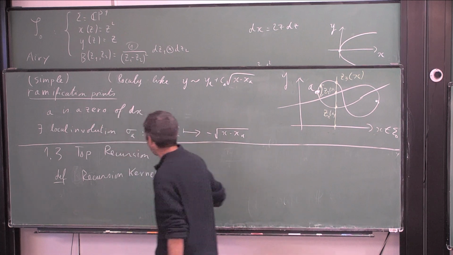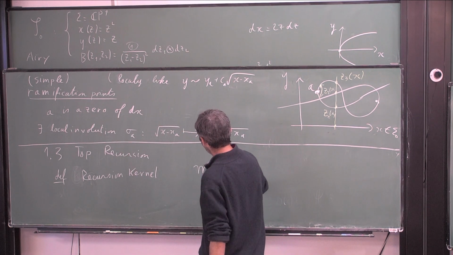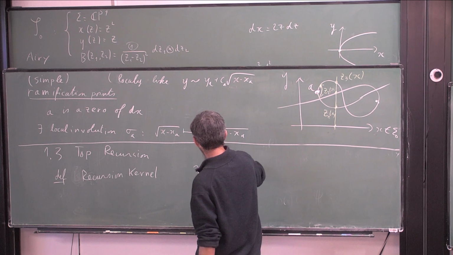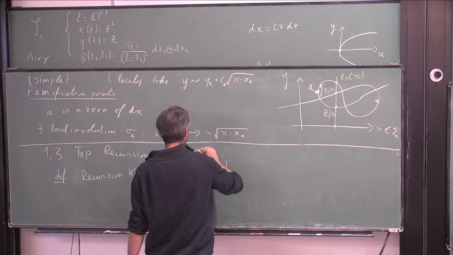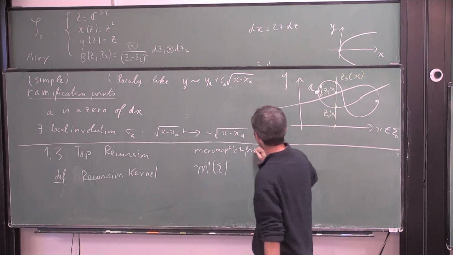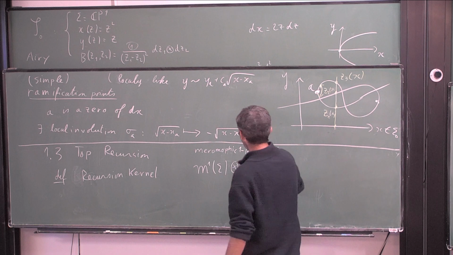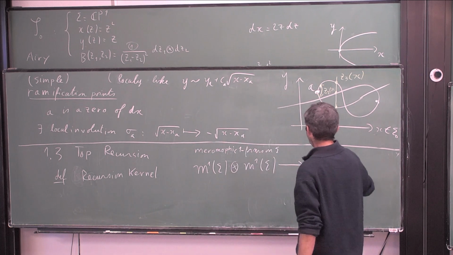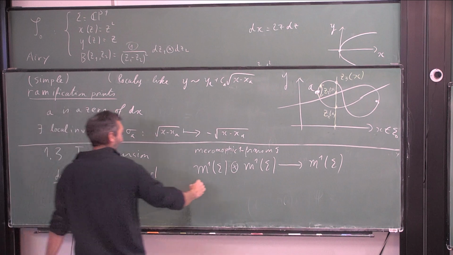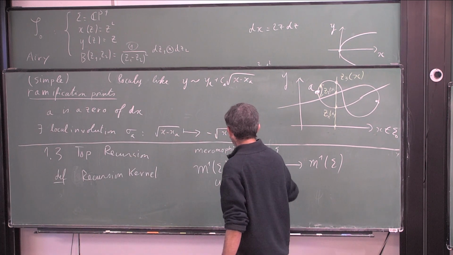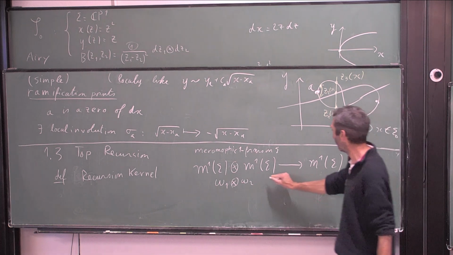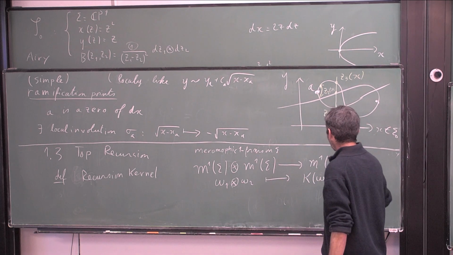And let me define it as an operator that goes from what I will call M1 of sigma, the sheaf, the space of meromorphic forms on sigma, tensor M1 of sigma to M1 of sigma. And it will be defined in this way. If I take two one forms, omega 1 tensor omega 2, two meromorphic one forms, what should I put in the right hand side? Let me call it k of omega 1, omega 2.